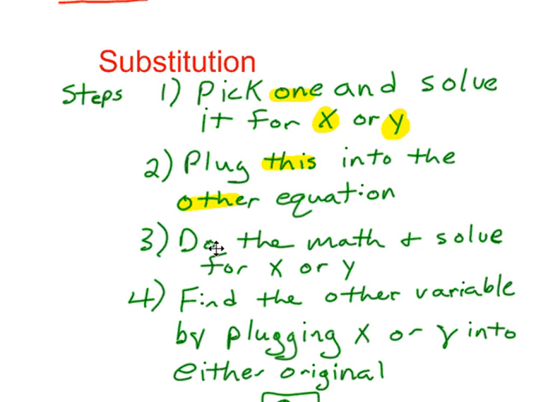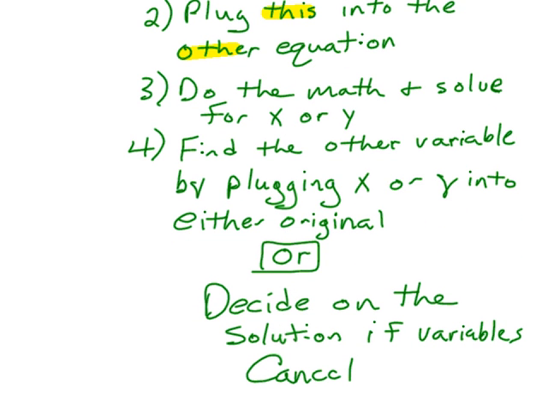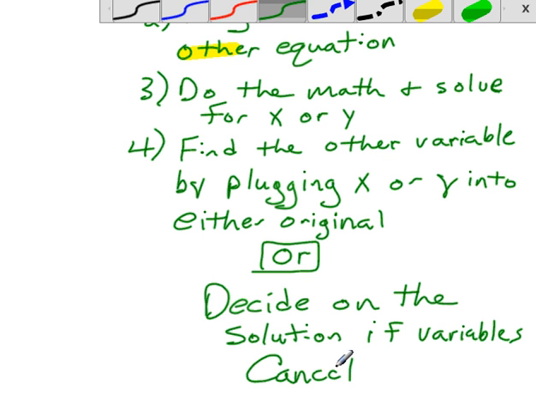Step 3 is kind of iffy. You got to do the math and solve for x or y. All right. Do the math now. Solve for x or y. Step 4, find the other variable by plugging x or y into either original problem. But I've already told you I like for you to plug it back into step 1 because it's easier. Or decide on the solution if the variables cancel. Remember, sometimes the variables cancel, and if the variables cancel, it's either going to be infinite or no solution.